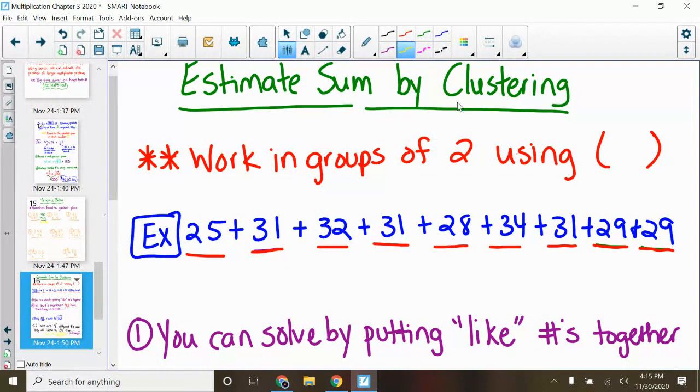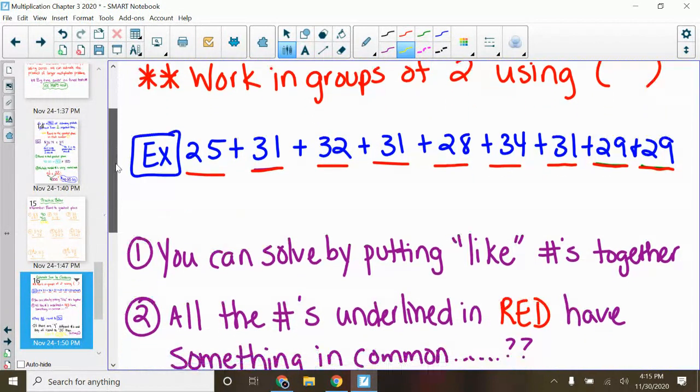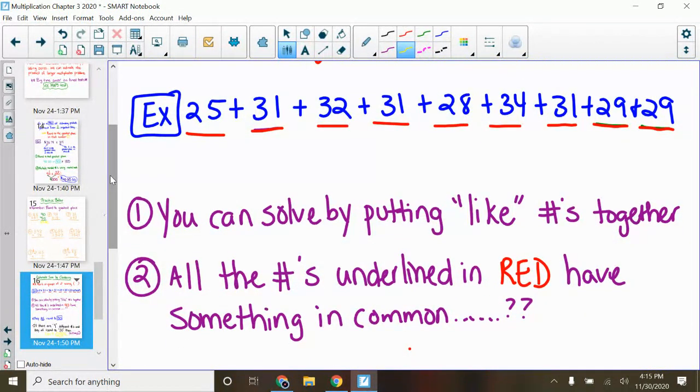Okay, now this is probably new. This is probably something that you've never seen before, but I gave you an example, and the example is right here. So this looks like a real scary example, because look how many numbers I have listed and how many of them are trying to be added together. So like in this problem, we've got 25 plus 31 plus 32 plus 31 plus 28 plus 34 plus 31 plus 29 plus 29. So I don't want you to find the exact answer. I want you to estimate.